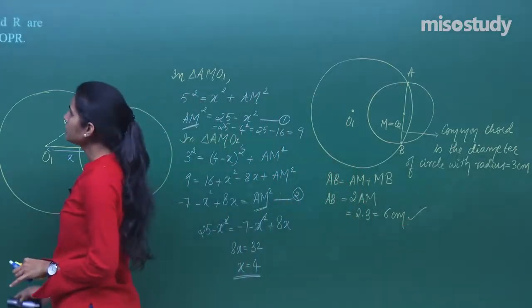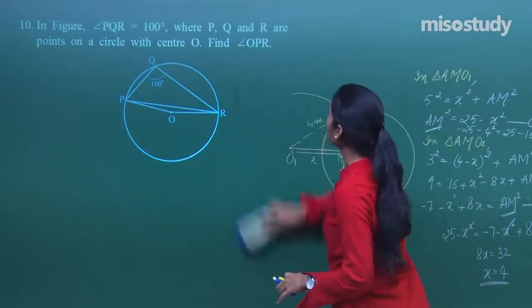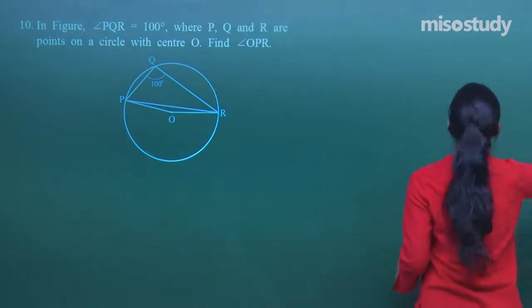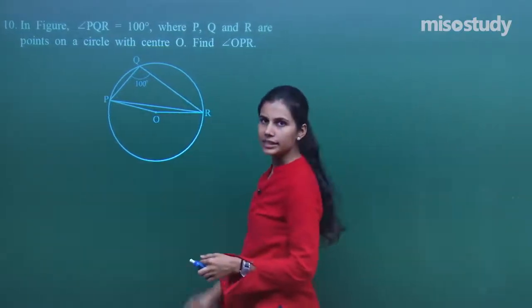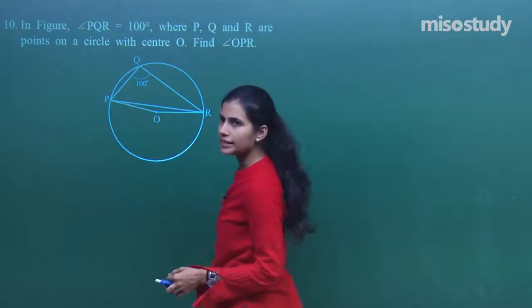Talking about the next question, it says that in this figure, angle PQR is 100 degrees. P, Q and R are points on the circle with center O. Find angle OPR. Okay. Let's see. This angle is 100 degrees. I have to find angle OPR. This small angle I have to find.